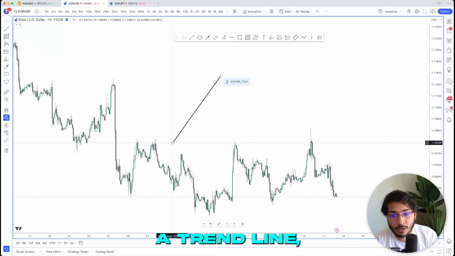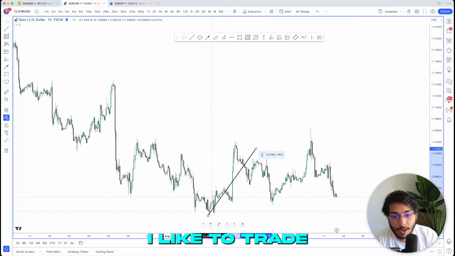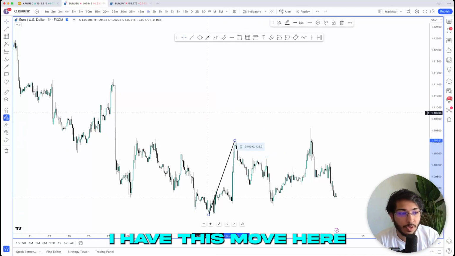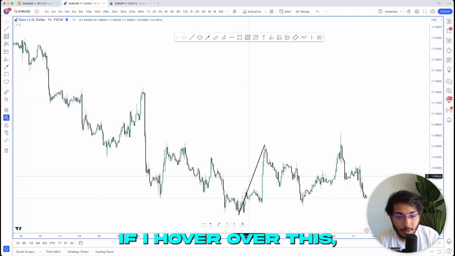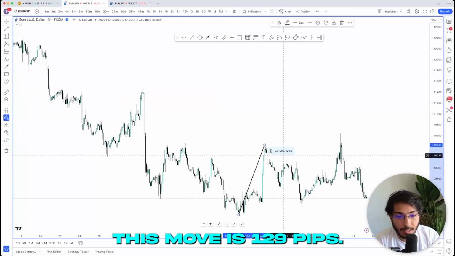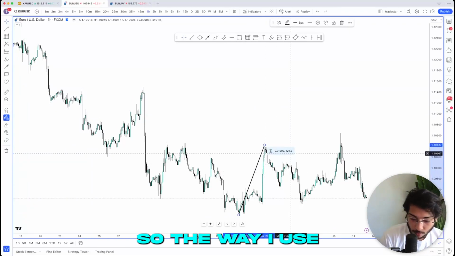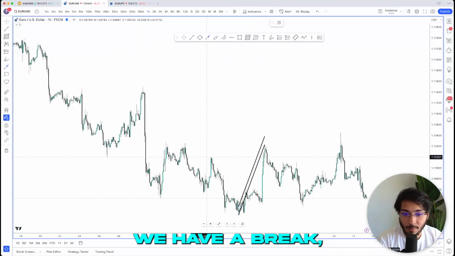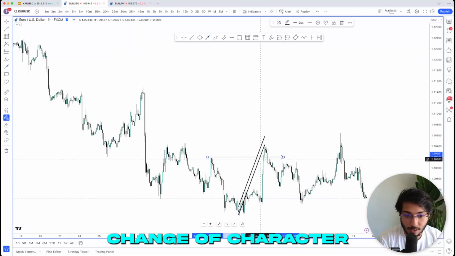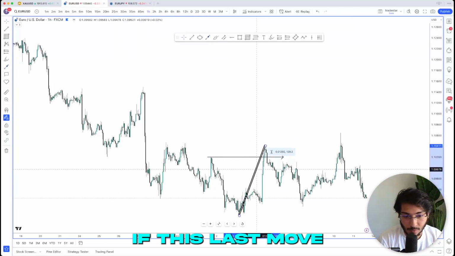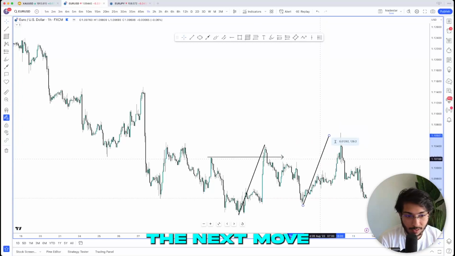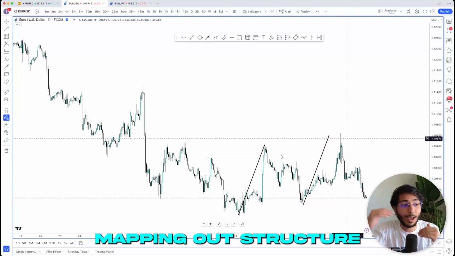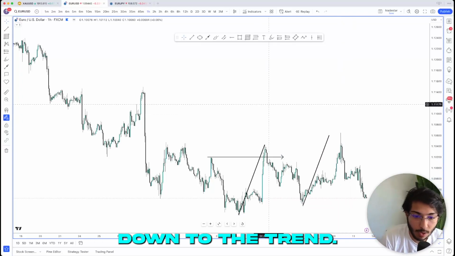It means when I draw a trend line, for example, I like to trade via measured moves. So for example, I have this move here, right? Now, if I hover over this, it shows me that this move is 129 pips. So the way I use this is once I see that the market is in an uptrend, we have a break of direction, shift of direction, change of character, whatever. If this last move was about 129 pips, I know that the next move is going to be what? Roughly 129 pips. So that's how I start mapping out structure when it comes down to the trend.